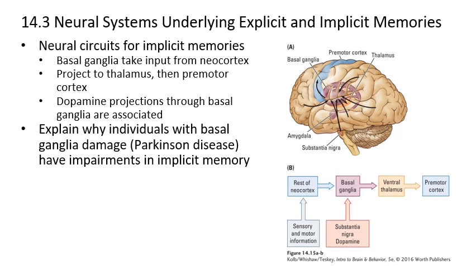Neural circuits for implicit memories include the basal ganglia, which takes input from the neocortex. This then projects to the thalamus and the premotor cortex, and it's associated with dopamine projections through the basal ganglia. These neural substrates of implicit memories explain why individuals with basal ganglia damage, such as individuals with Parkinson's, have impairments in implicit memory.